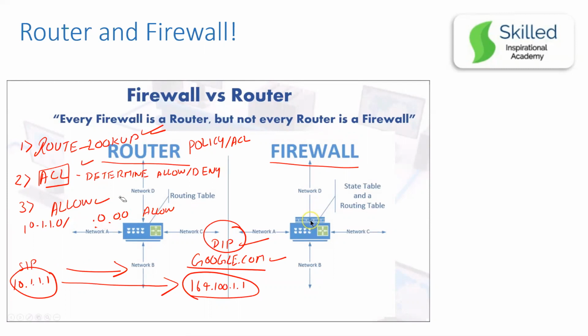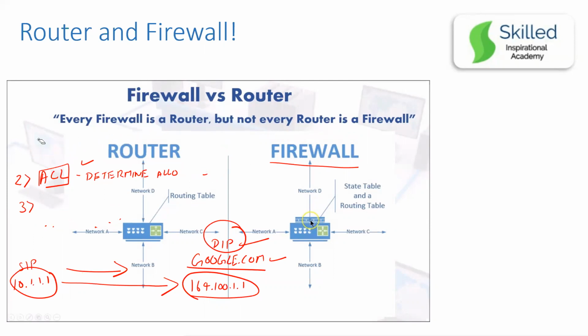So what will happen? Now, one more thing, let me ask you this. Let's say route lookup done. All right, ACL done, I'm allowed as well. What is the next action plan? What do you think the router is going to do next? It's not going to do anything. I mean, its job is done. It is going to allow the traffic.